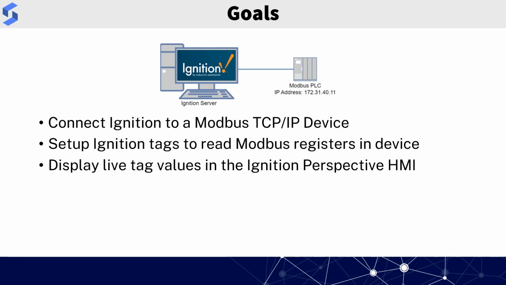In this tutorial, we're going to show how to connect Ignition to a Modbus TCP/IP device. We're going to set up tags in Ignition to read the Modbus registers in the device, and we'll finish with displaying live tag values on an Ignition Perspective HMI screen.